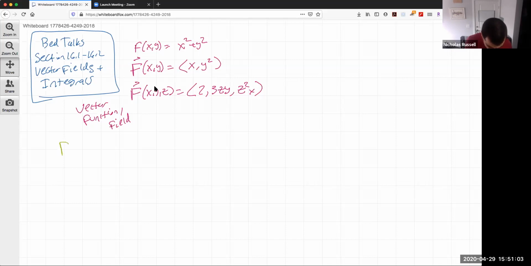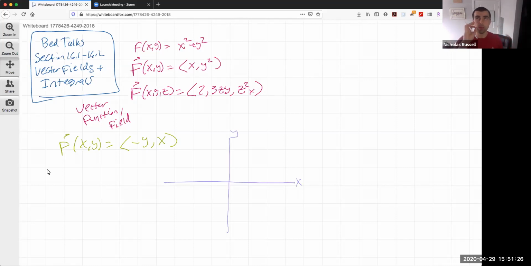So if I took the vector field f of x, y, let's call this negative y, x. And this is the vector field we will try to tackle. And how do we draw this? So the first thing to note, and the big thing to note in a vector field, is when I'm drawing my vector field, the length of the vector is determined by the magnitude of that vector, specifically.